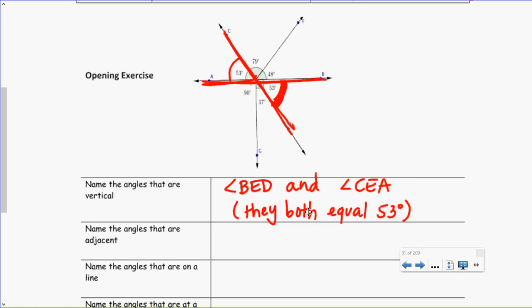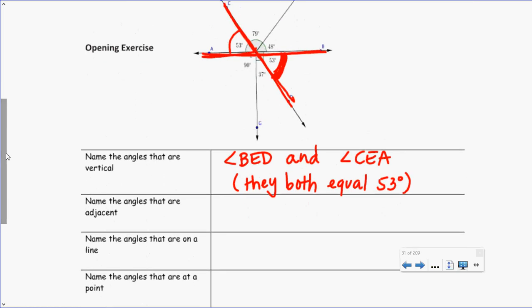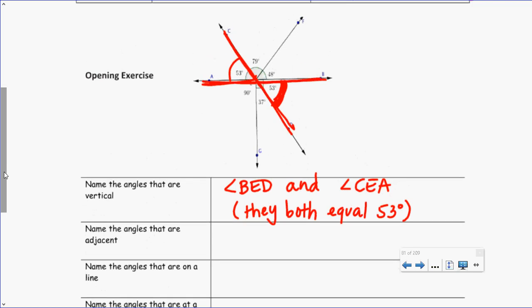Okay, for the next one, name a pair of angles that are adjacent. We're not going to do all the angles that are adjacent. Okay, you can try your own too. It's not just limited to what I'm saying in the video. I'm going to erase this so that we can start clean. So adjacent just means that two angles share one ray. So if I look at this 79 degree angle here and this 48 degree angle here, I can see that they share this ray. Okay, so those are adjacent.